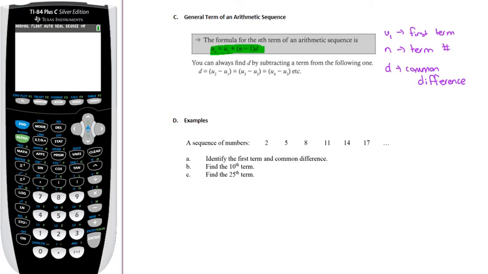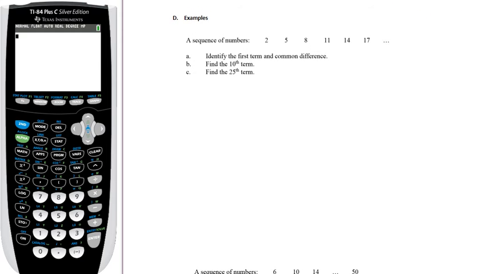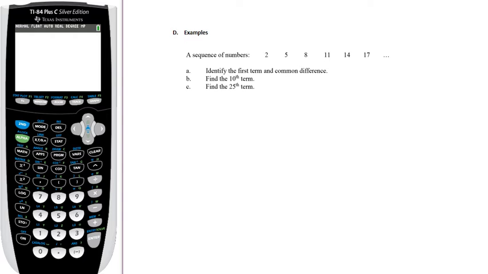So let's do some examples. Here we have a sequence, 2, 5, 8, 11, 14, 17, and we're being asked to do a couple of things for this sequence. First, identify the first term and the common difference. The first term, we just look for the first thing in the list. So u1 is 2. The common difference, we look for what's happening. We seem to be adding 3 in each step of the sequence, which means our common difference is 3.